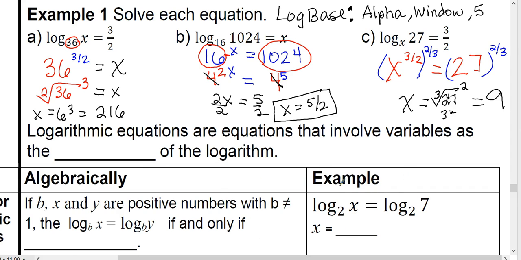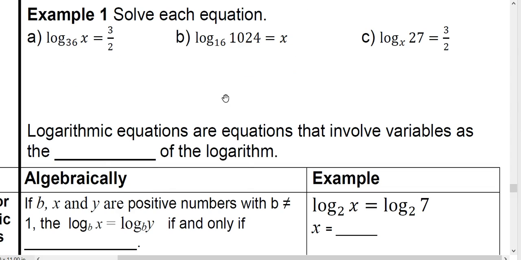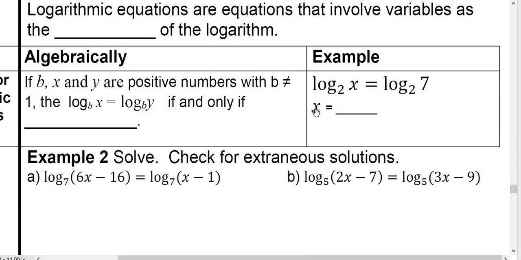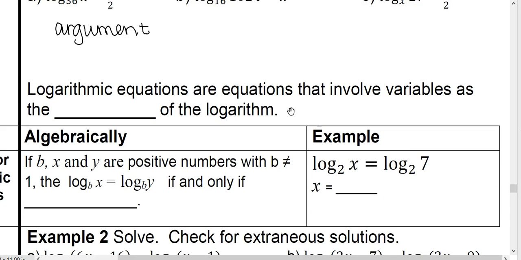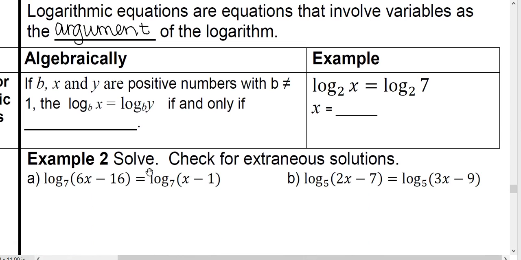Alright, so the next, I consider that case 0, because this is just converting forms. We're not actually solving it. This is case 1 right here. Case 1 is when you have logs on both sides. Logarithmic equations are equations that involve variables as the argument of the logarithm. In the first couple of examples, the only one that had x as an argument was a. So this one is the only one we would consider a logarithmic equation. This one is just evaluating it, and this one's finding the base, which is more of a rational exponent problem. So the x's need to be within the argument.